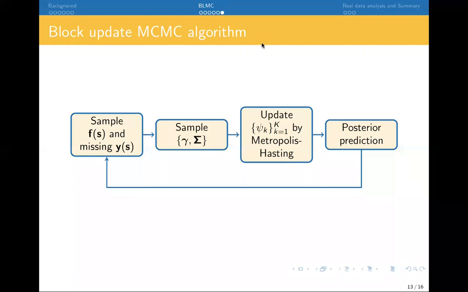With the closed form of conditional posterior distributions, we can design a block update MCMC algorithm. And we can show that most of the univariate scalable spatial modeling strategies we can use to model the elements in f(s) can facilitate the whole block update MCMC algorithm.